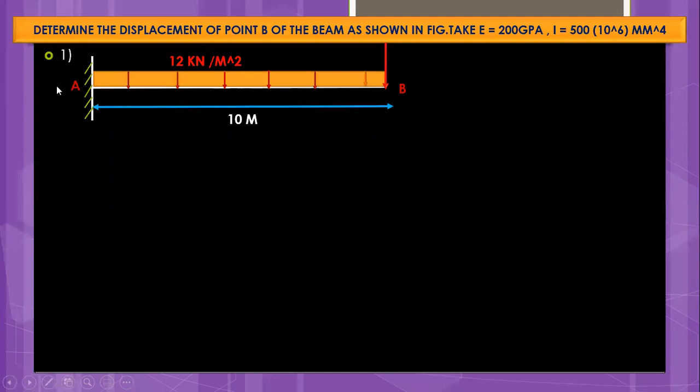So this is our first problem. In this problem, we have to determine the displacement at point B of the beam as shown in the figure, and we have been given some values. E is 200 GPa, and I is 5 into 10 raised to 6 mm raised to 4. These are the given values. So we have to calculate the displacement at point B.